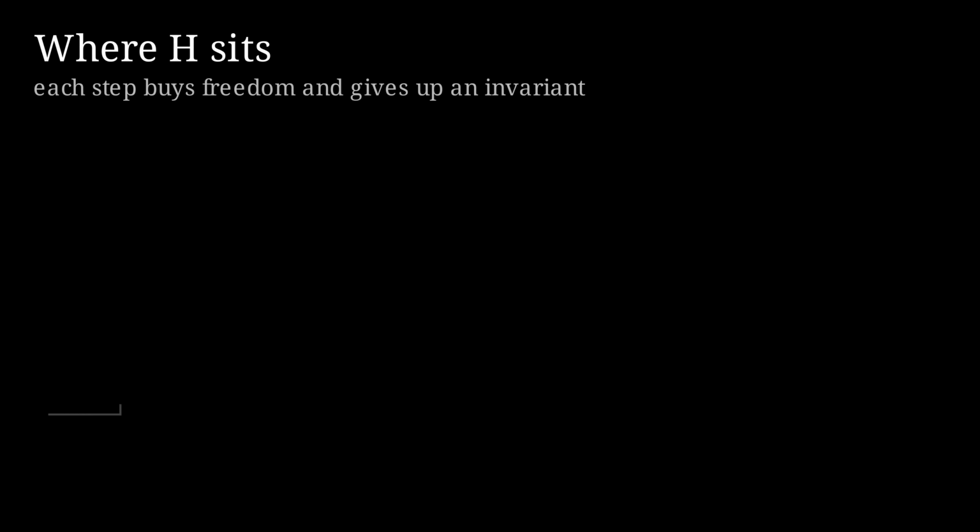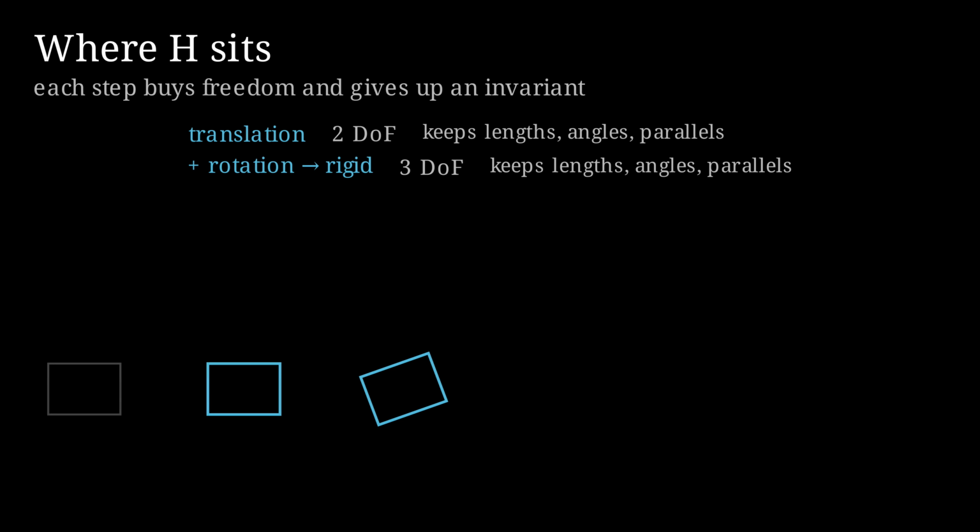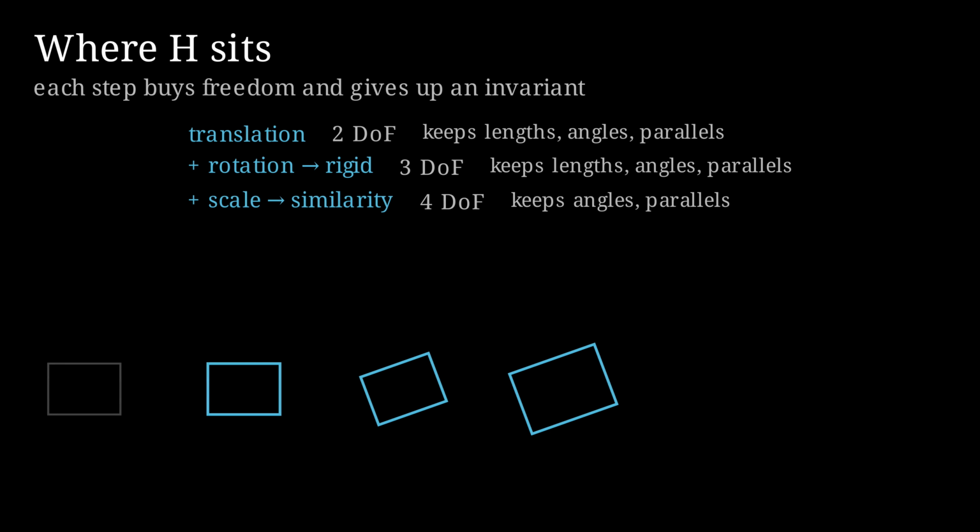First, what kind of thing is H? Because matrix isn't an answer. Start with a translation. 2 numbers, so 2 degrees of freedom. Slide the square about and it keeps its lengths, its angles, its parallel sides. Add a rotation and you have a rigid transform, 3 degrees of freedom, still the same lengths, still the same angles. Add a scale, that's a similarity, 4 degrees of freedom. Now lengths are gone, angles survive.